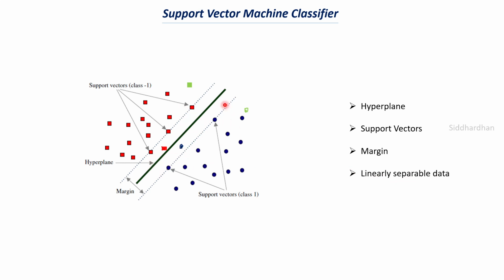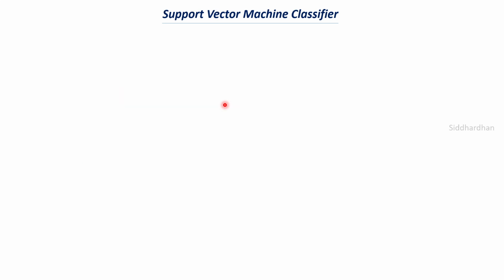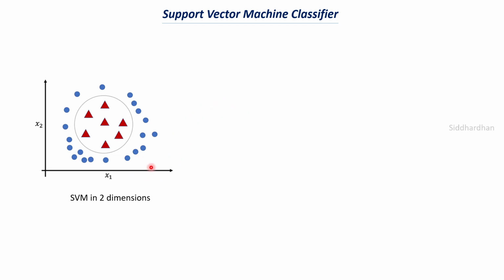But in the real world, there are a lot of data sets which cannot be separated by a straight line. In that case, let's consider this example. Let's say that we have two features, x1 and x2, and in this data set we are trying to draw a SVM classifier. No matter what, you cannot draw a straight line that can separate this red colored triangle and blue colored circles, right?